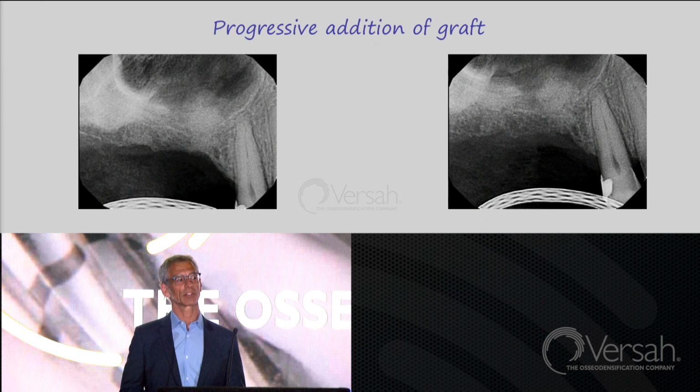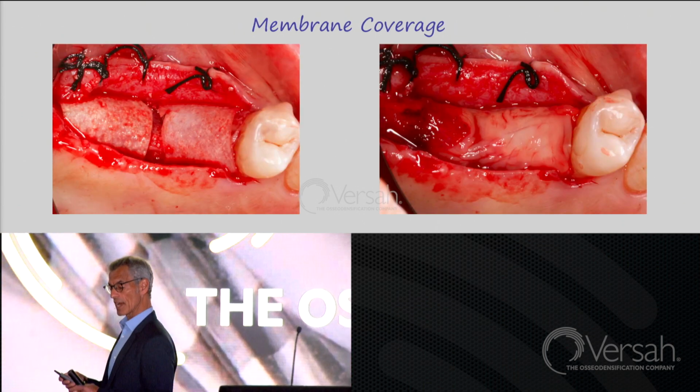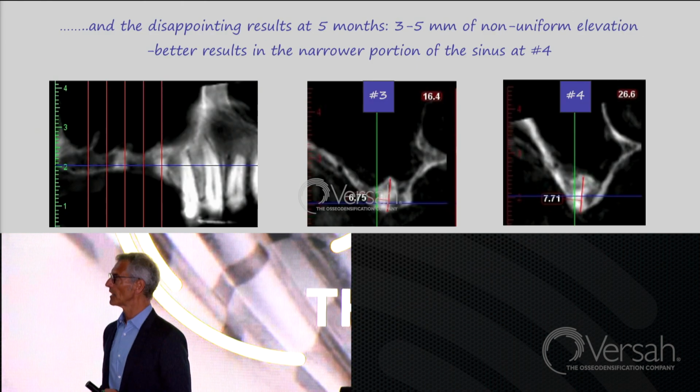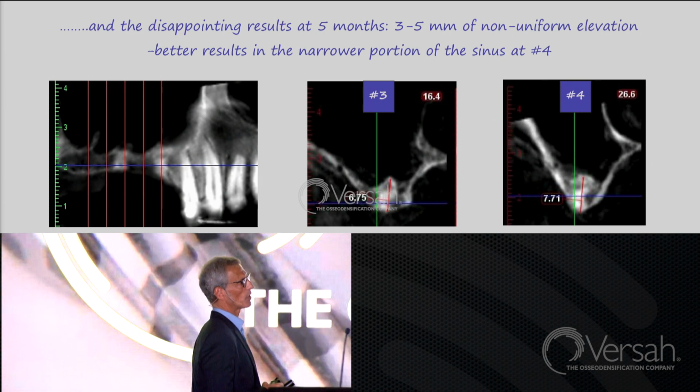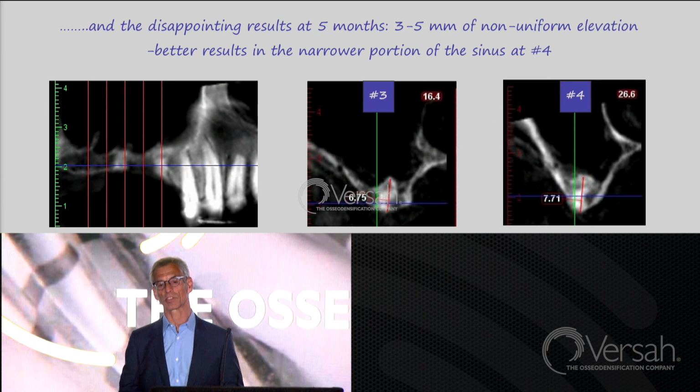Doing it all these years, I still am not sure how much graft material I need to put in. Obviously here, I did not place enough, and you'll see I cover the osteotomy with membranes, PRF and collagen, and look at the localized disappointing elevation I achieve. Yes, more extensive in the narrower portion of the sinus.